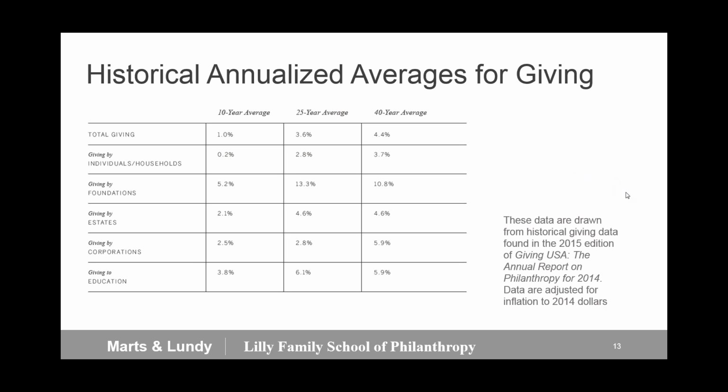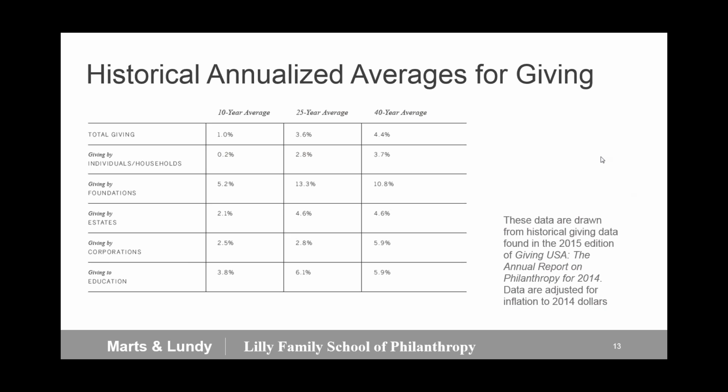So I think the good news here is that we're certainly above the 10-year average and have emerged from the dire situation that many nonprofits found themselves in during the Great Recession, but we're still slightly below the 40-year average, which in some sense may be the better benchmark.